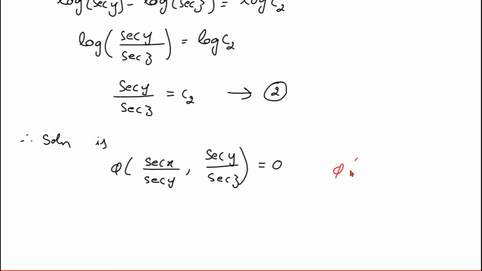Suppose you are taking the first equation as it is, so we'll get secant x by secant y. Suppose you are taking the first and the third one, then secant x by secant z is equal to 0. If somebody is getting this solution, then that solution is also right.